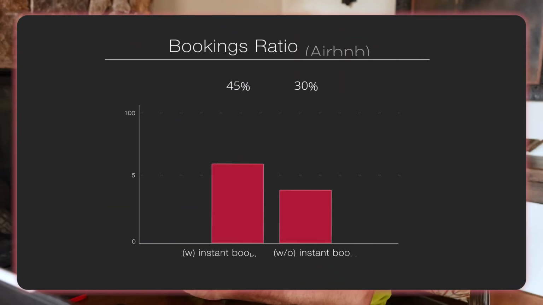So just having your Instant Book on, and of course all the other things that go into play, but having Instant Book turned on, 20% more bookings on Airbnb. And did you know that 60% of bookings on Airbnb are made right on the spot, like that quick, 60%. And that's because of Instant Book.